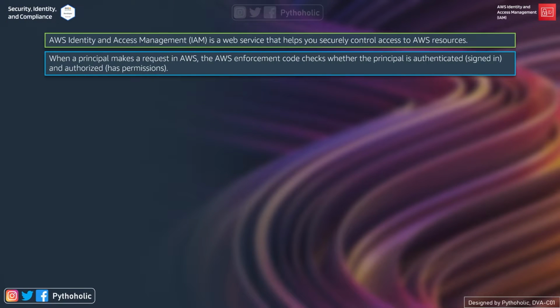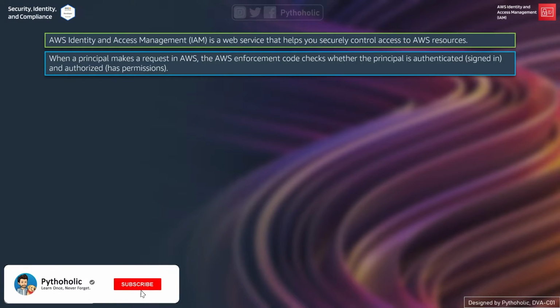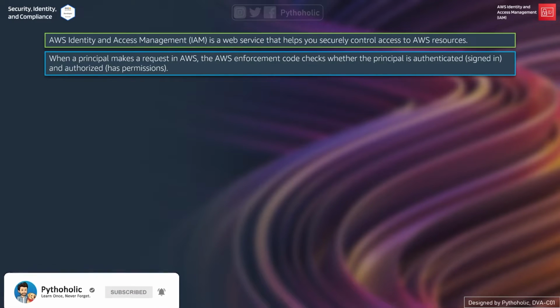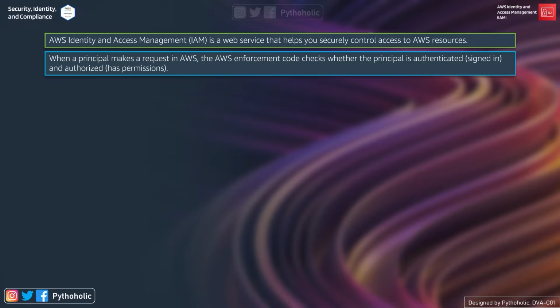Let's read this statement again so that it gets imprinted in our head. So what is AWS IAM? AWS Identity and Access Management, or IAM, is a web service that helps you securely control access to your AWS resources. When a principal makes a request in AWS, the AWS enforcement code checks whether the principal is authenticated. Authenticated means whether it is signed in. And it also checks if it is authorized, which means if it has permissions or not.